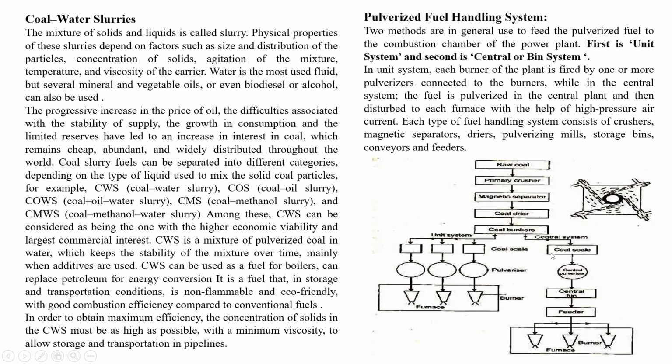Then there is one centralized pulverizer. You can see here individual pulverizers in the unit system, whereas in the central system one centralized pulverizer is there. Pulverization takes place, then it is stored in a centralized bin, and from the bin it is sent to the feeder. From the feeder, it is sent individually to the furnaces for burning.